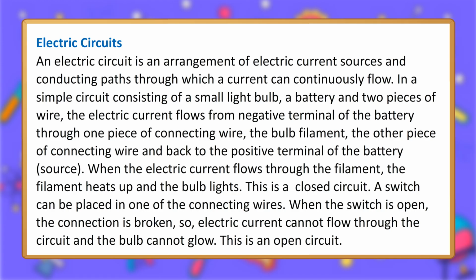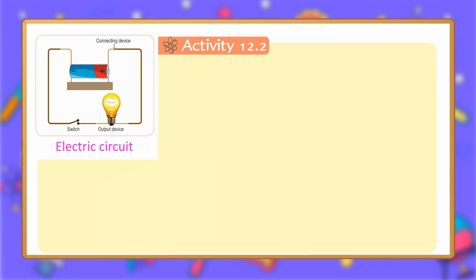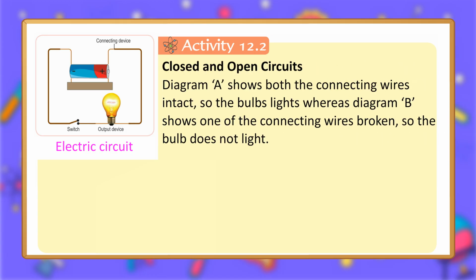A switch can be placed in one of the connecting wires. When the switch is open, the connection is broken, so electric current cannot flow through the circuit and the bulb cannot glow. This is an open circuit. Electric circuit. Connecting device. Switch. Output device.